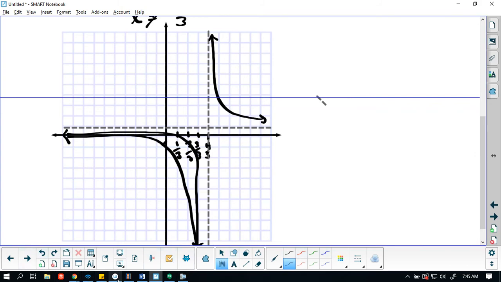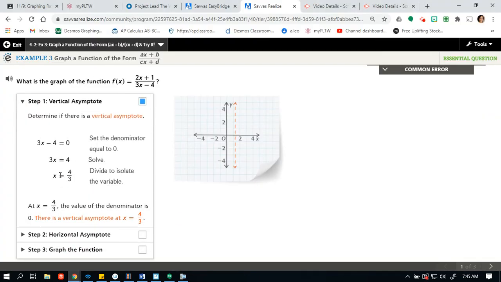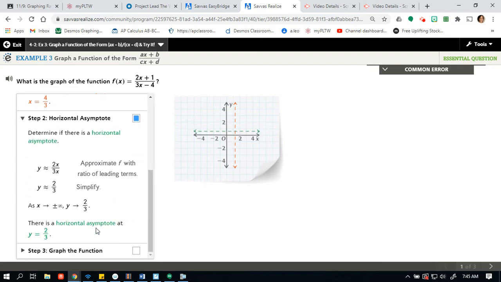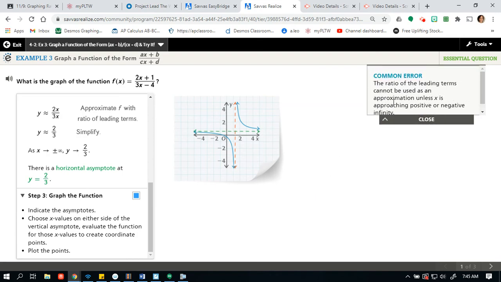Okay, let's go look at the summary of this video. We found the vertical asymptote. We found the horizontal asymptote. And then we sketched the graph. So indicate the asymptotes, choose x values on either side of the vertical asymptote, evaluate the function in a t-table, and then plot the points. A common error here is that the ratio of the leading terms cannot be used as an approximation unless x is approaching positive or negative infinity.